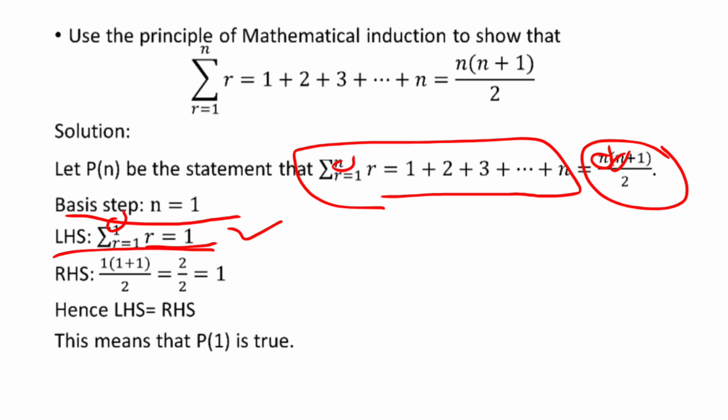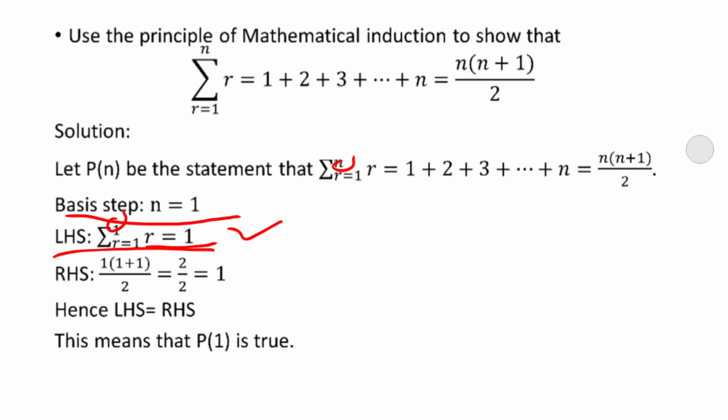For the right-hand side, again, wherever you see n, you plug in 1. You substitute 1, so you see 1 is everywhere here now, wherever there was n before. If you simplify further, you get 1. So you can see that the left-hand side equals the right-hand side. So P1 is true.